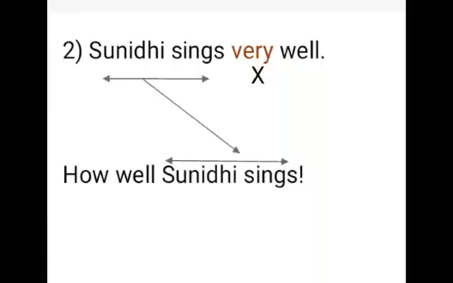See the next example. Sunidhi sings very well. Step 1 is followed. Sunidhi is subject and sings is a verb. Both words are underlined. See, in our exclamatory sentence, we have not written very. We have crossed the word very. And as no article is used in the assertive sentence, we have started our exclamatory sentence with how. How well Sunidhi sings. Both subject and verb are placed at the end and exclamation mark is written.